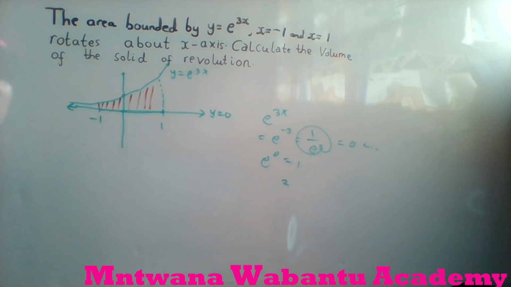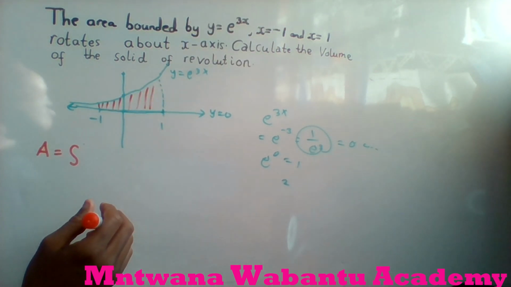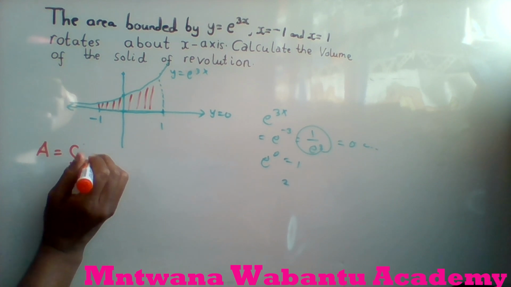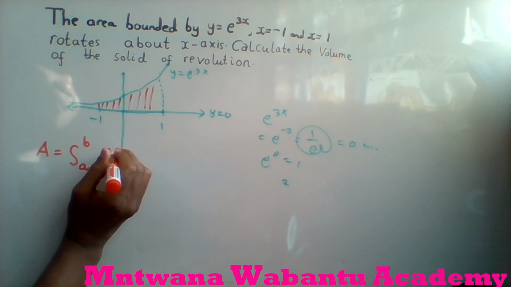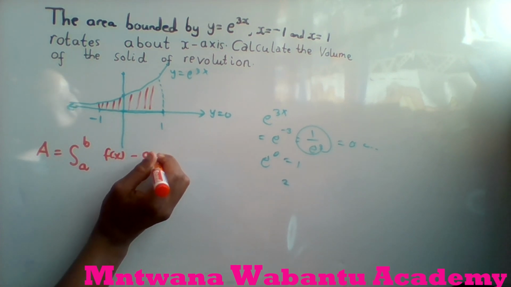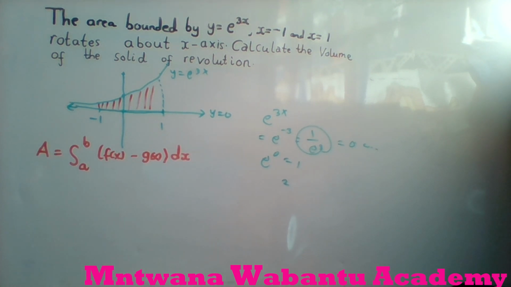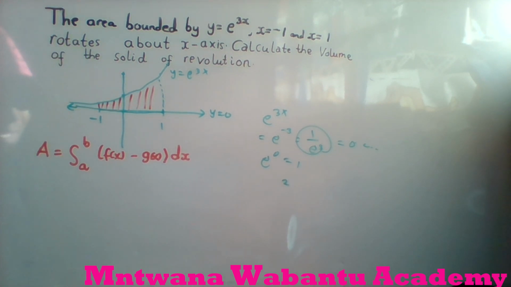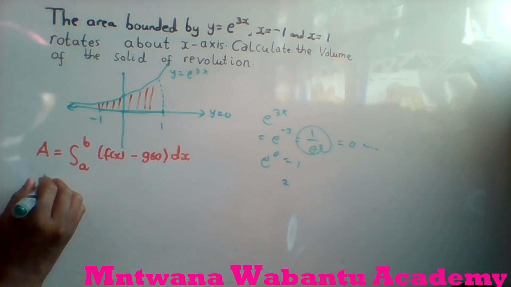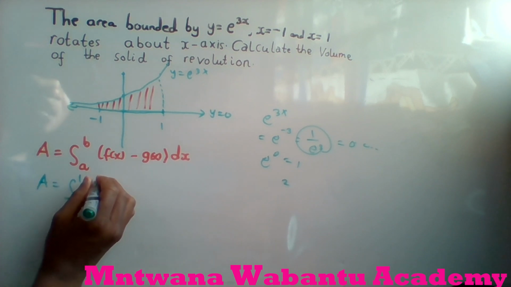So area bounded equals the integral from lower limit a to b, taking the top function. What is the top function for this case? You say f of x minus the lower function, which is u of x, and then dx. So this is the area which is bounded with the x-axis. Do you understand what I'm saying? So now we go. We say our area equals the integral, where a equals -1, b equals 1, and then what is the top function?